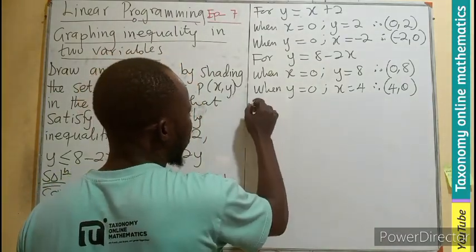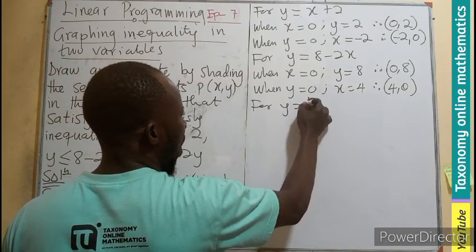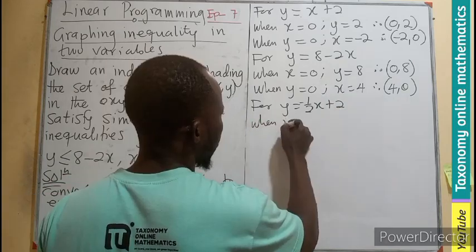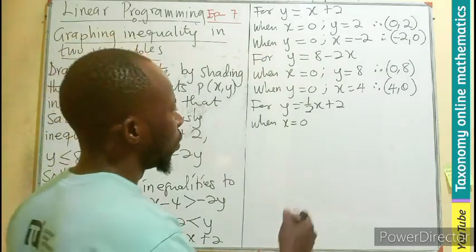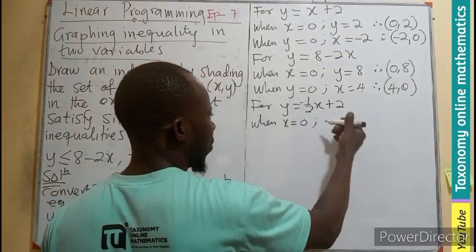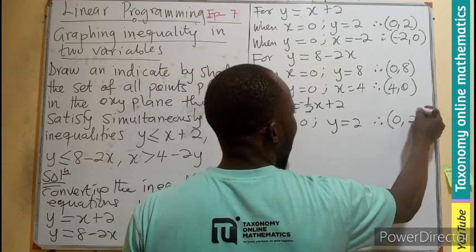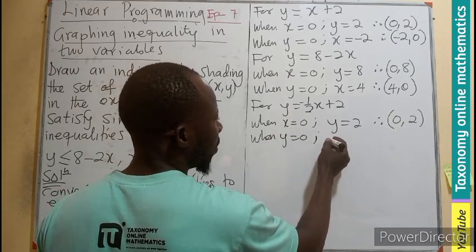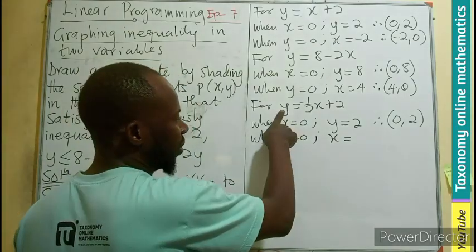I believe at this point you'll be able to find the third one, y equals negative 1 on 2 x plus 2. So when x is 0, in this case also, we are going to have our y equal to, the whole of this becomes 0, so y is 2. So your point becomes x is 0, y is 2. What about when y is 0? Then it means x will become 0 here. This is going to be 0 here.